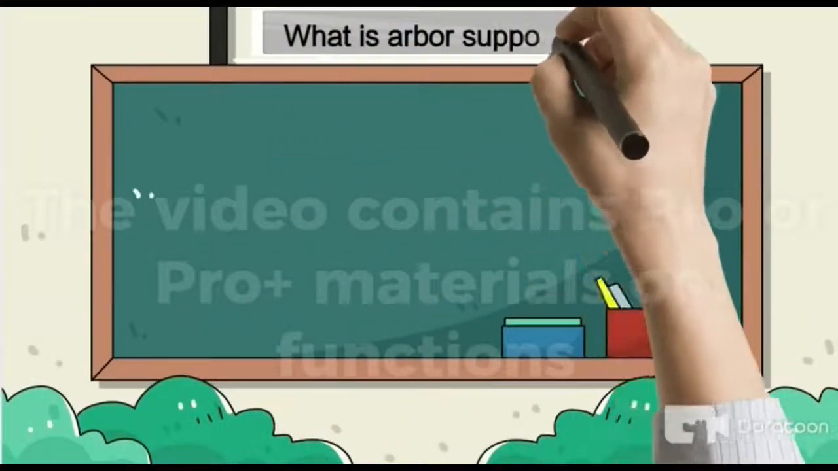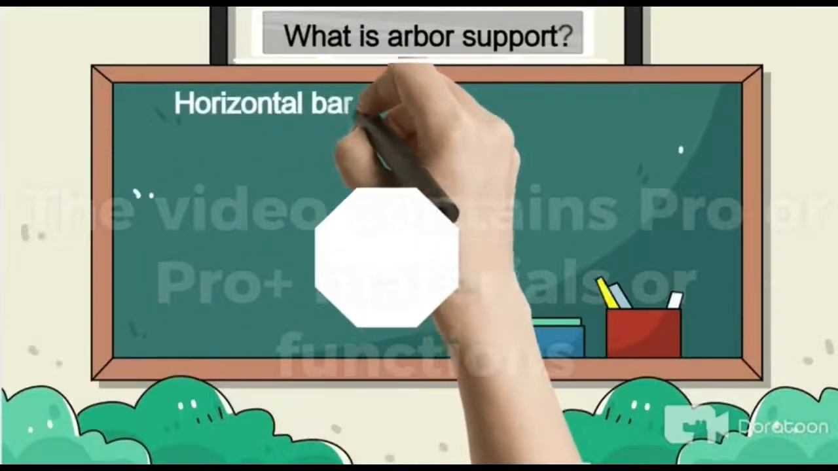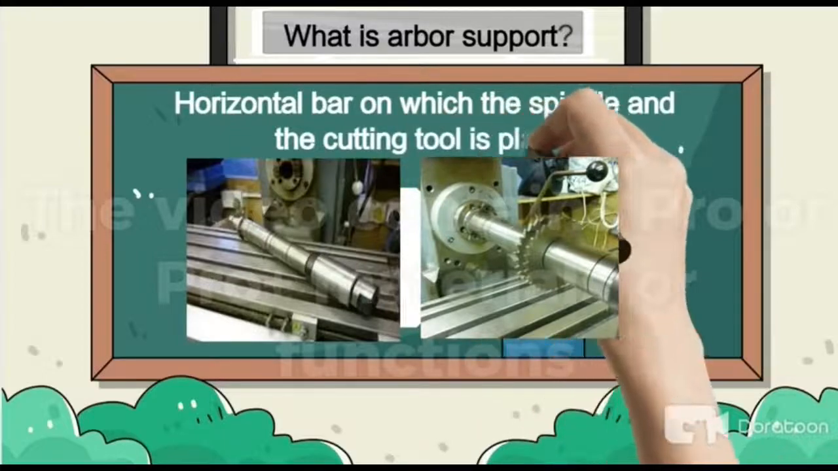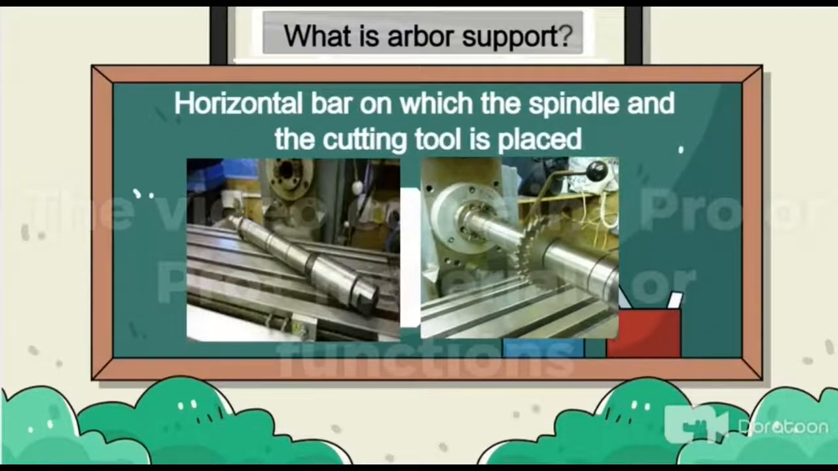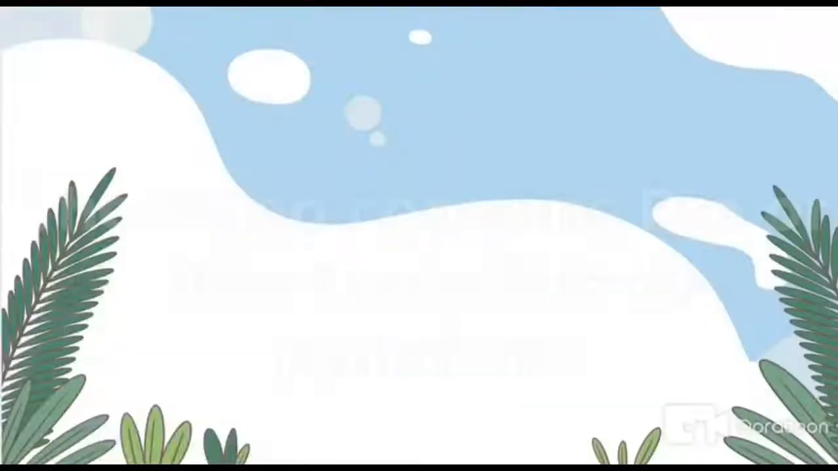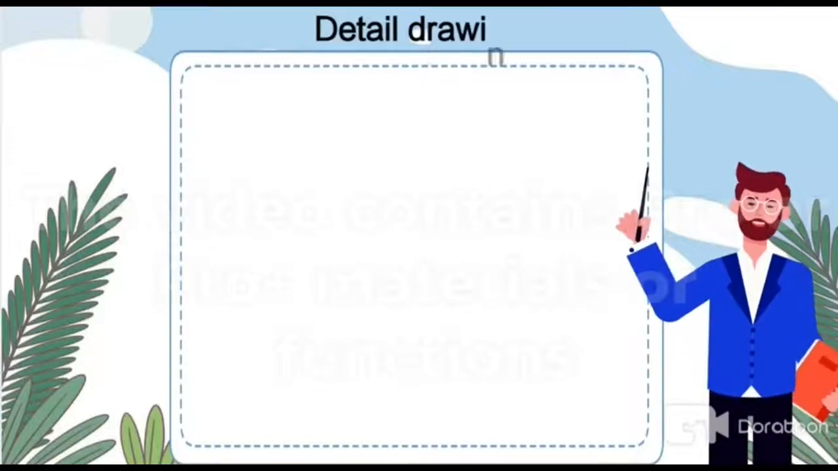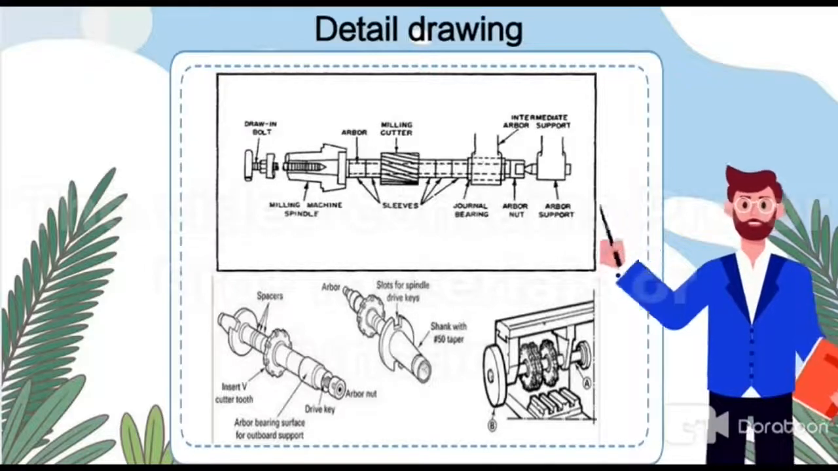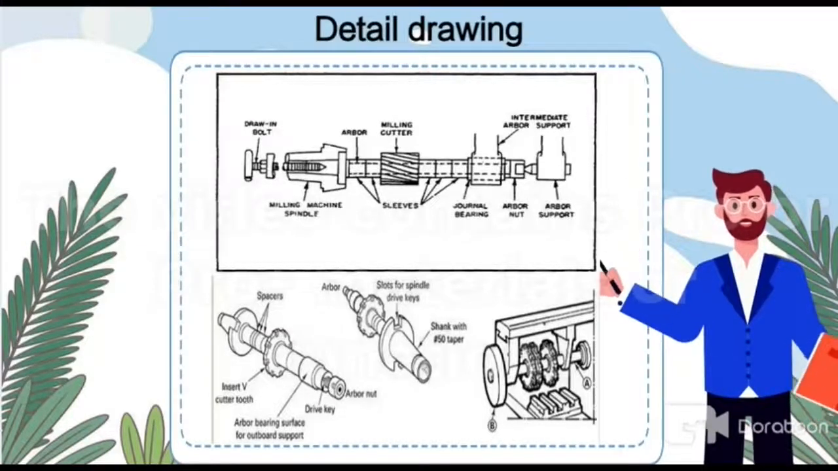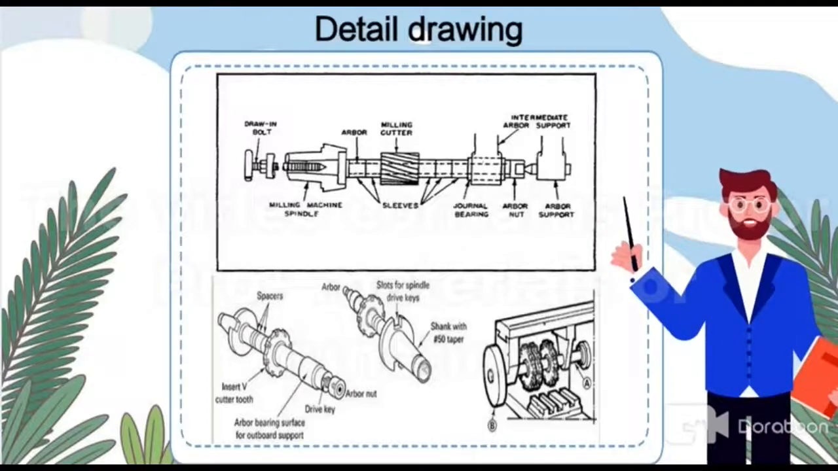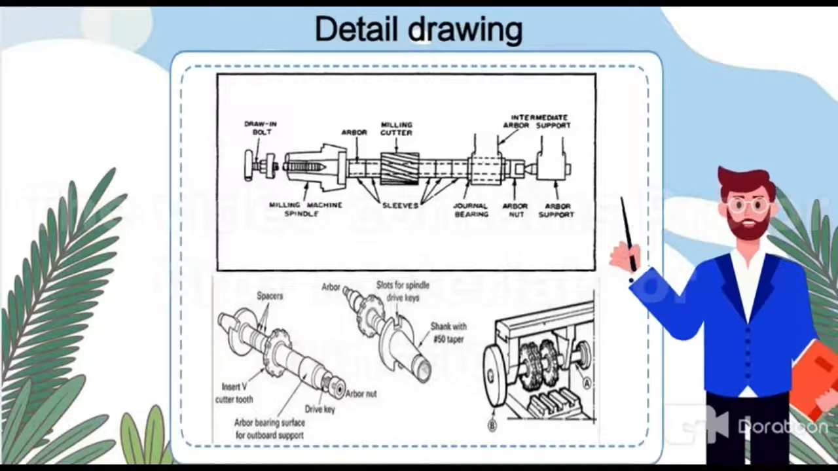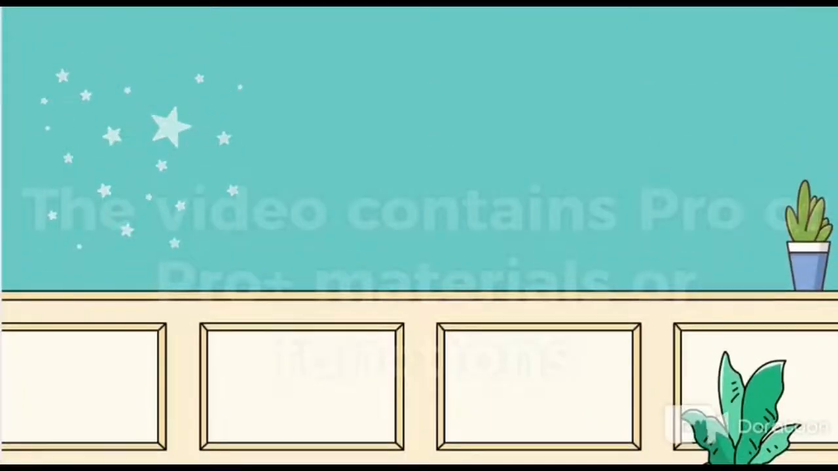What is arbor support? Arbor support is a horizontal bar on which the spindle and the cutting tool is placed. It holds the rotating milling cutter rigidly and is mounted on the spindle. Now let's take a look at the detailed drawing of arbor support. Arbor support is a straight cylindrical shape with a standard milling taper on the driving end and a threaded portion on the opposite end to receive the arbor nut. One or more milling cutters may be placed on it.